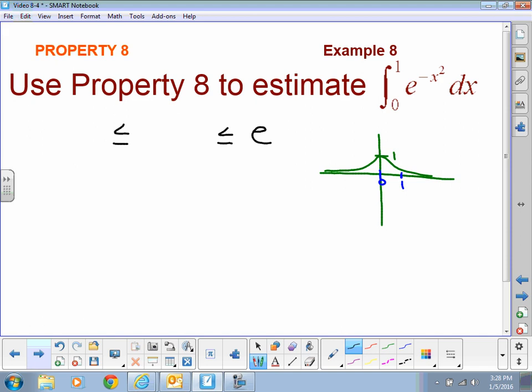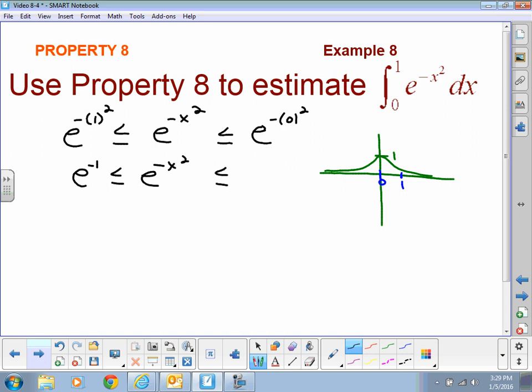So we're going to have e to the minus 1 squared, because that should be the largest. Oh, sorry, e to the minus 0 squared, not 1. And it should be the smallest when it's at 1, so we'll have e to the minus 1 squared. And then in between is our function, e to the minus x squared. Well, this is going to give us e to the negative 1. And this will give us e to the 0. Anything to the 0 is just 1.